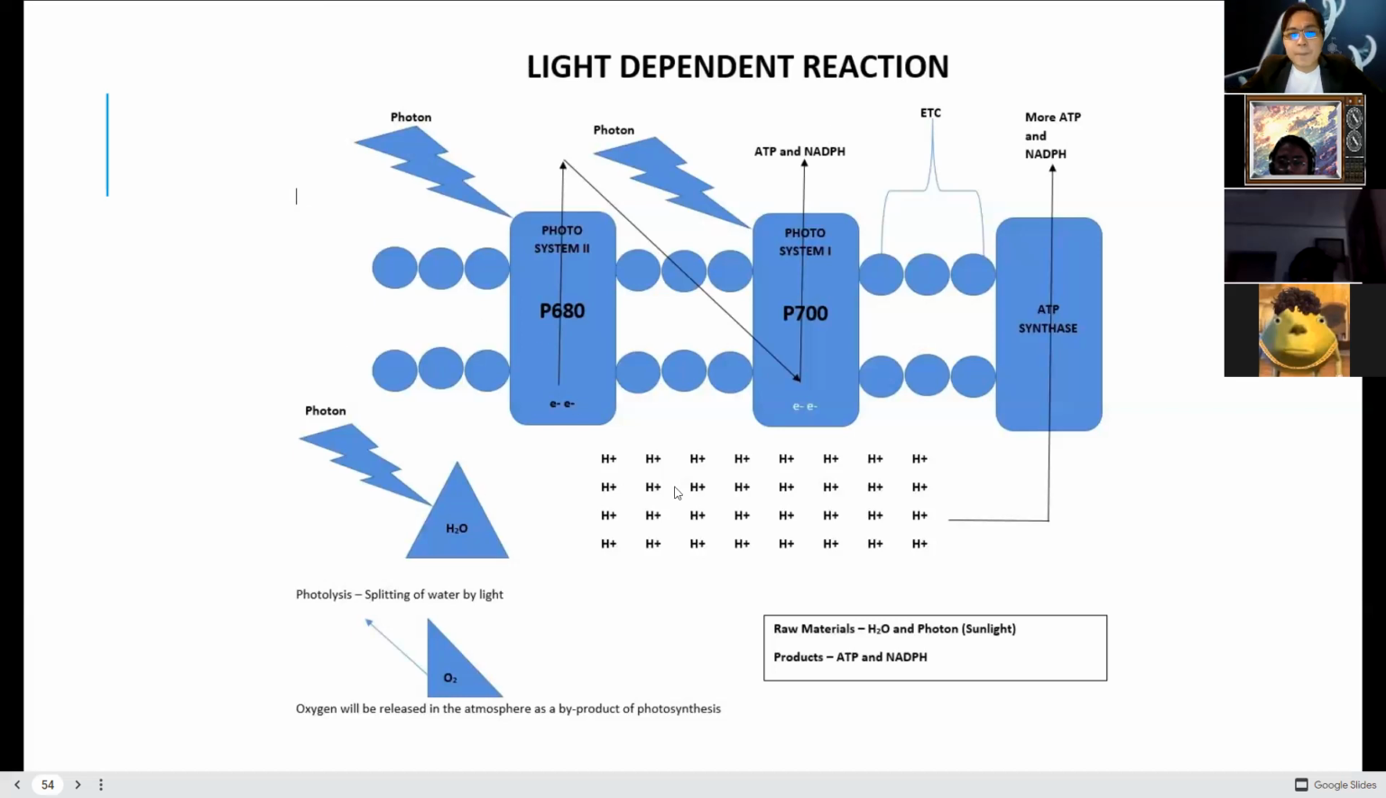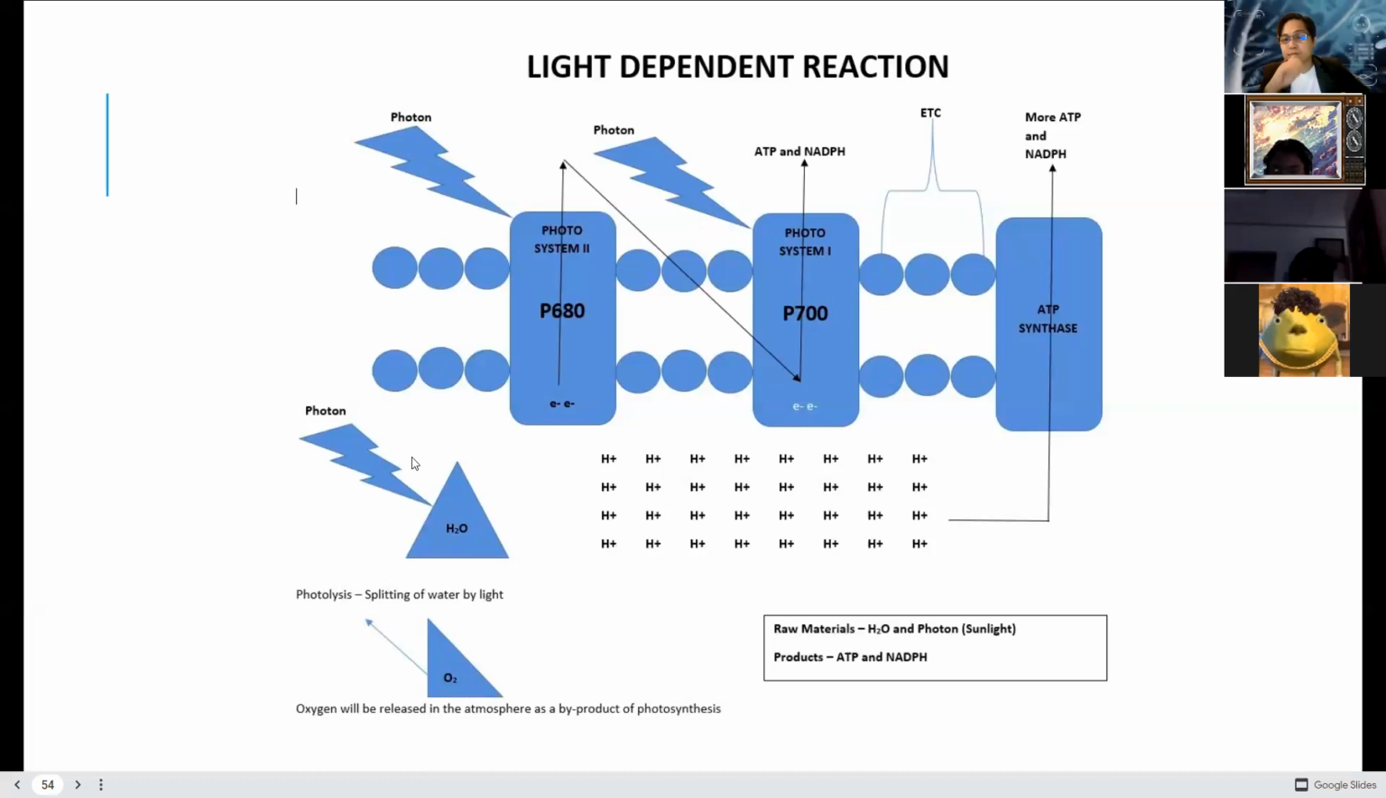Again, how about the replenishment? How can we replenish the lost electrons here? Remember that we lost electrons in the process because they are converted to ATP and NADPH, correct? How can we replenish the lost electrons? This is with the aid of photolysis, the splitting of water. This is the reason why plants need water for photosynthesis.